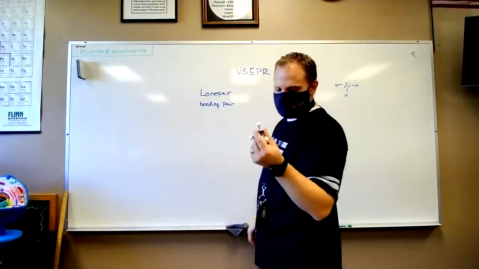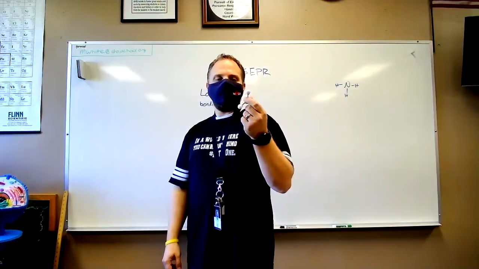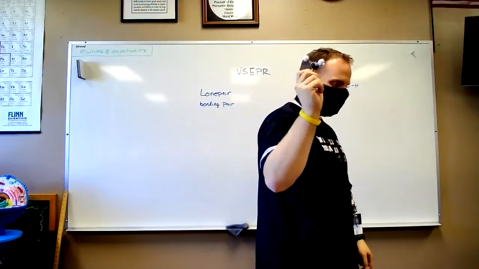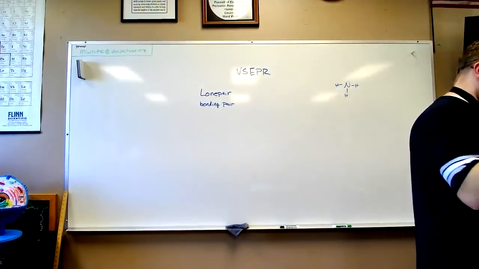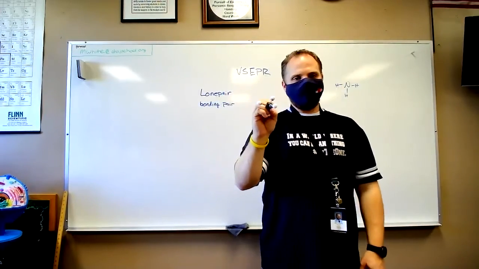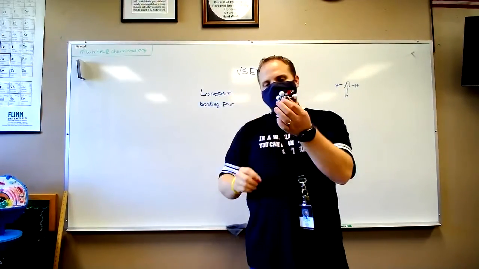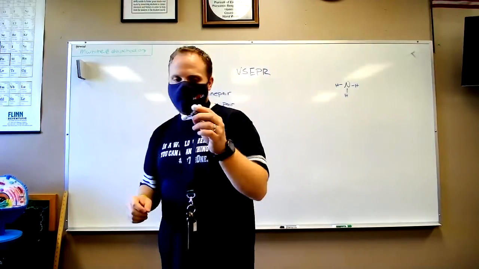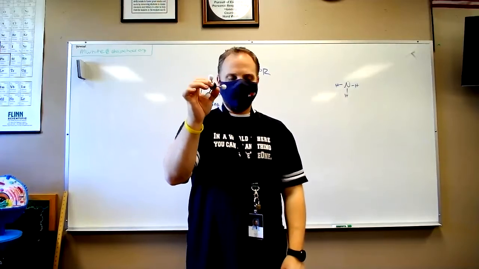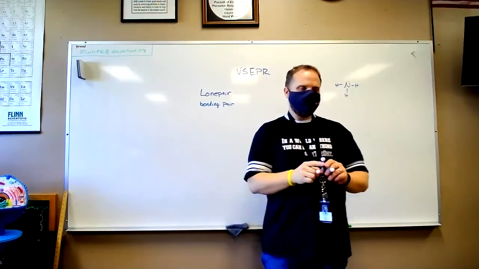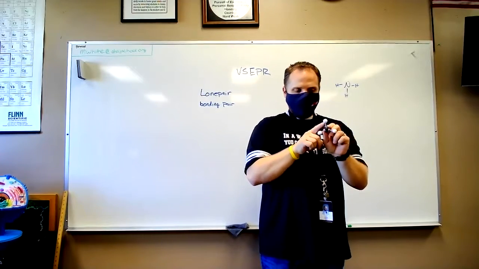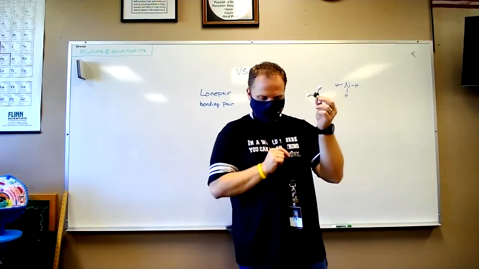If we go to 4 shared pairs and no lone pair, we get this. This shape is very, very common once we get to organic chemistry. This is tetrahedral. A tetrahedron is how you can spread 4 things out around a center atom as far as possible. The bond angle here is 109.5 between all of these bonds.